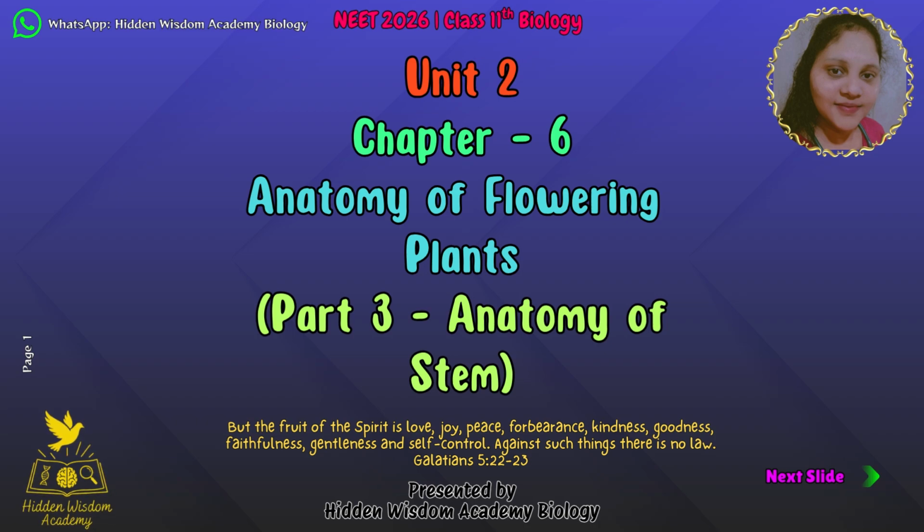In today's lecture, we'll study the anatomy of the stem in flowering plants. We'll learn the primary structure of dicot and monocot stems, how secondary growth happens in dicots, and how these features help in transport and support. This topic is very important, especially the differences between dicot and monocot stems. So, get your notes ready, and let's get started.